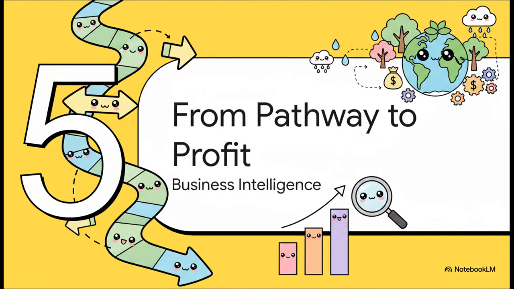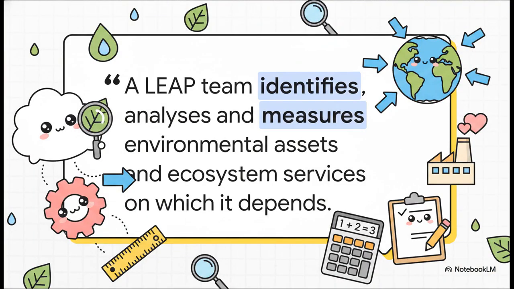So we've built our pathway. We can see the loop, but let's be real. This is more than just a neat diagram, right? The real question is, why does this actually matter? How does this map go from being a simple drawing to a powerful tool for business? And this quote from the official TNFD guidance really nails it. The point isn't just to draw some arrows. It's about identifying, analyzing, and actually measuring these connections. It's a serious due diligence process.